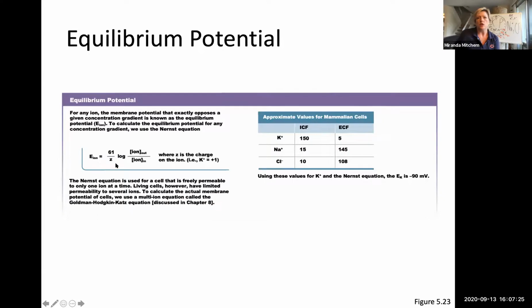But I do want you to understand what equilibrium potential is, and that each ion has its own equilibrium potential, but that does affect the overall electrochemical gradient. So if we want to figure out what the resting membrane potential of an individual cell is, we need to consider the concentration of all the ions at their equilibrium potential. So we're just looking at one ion in this example.